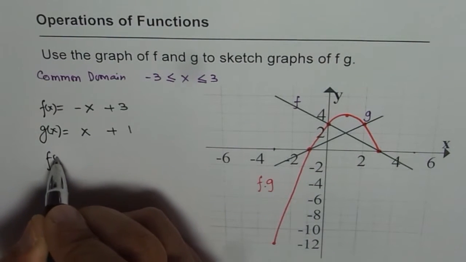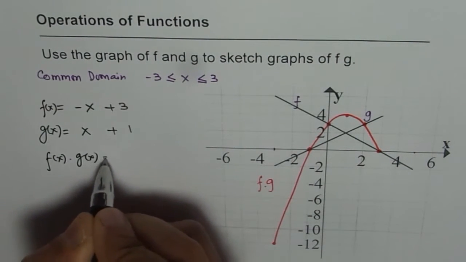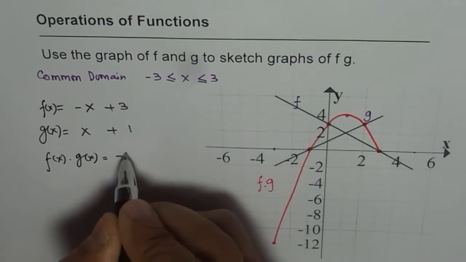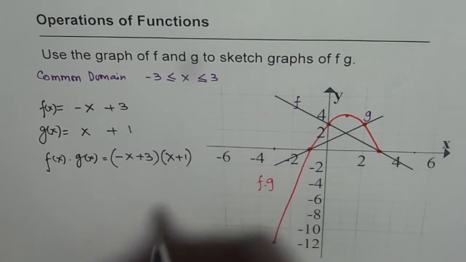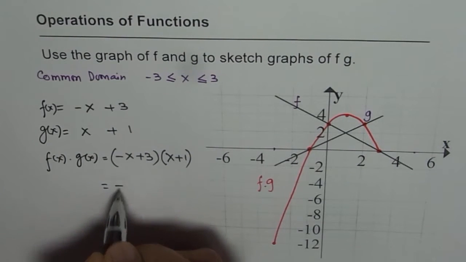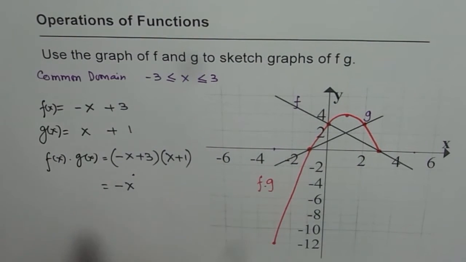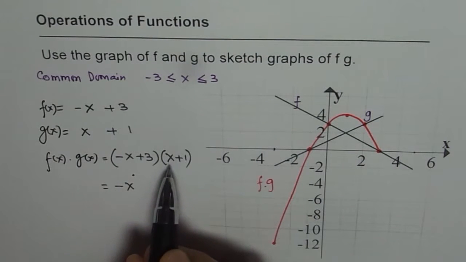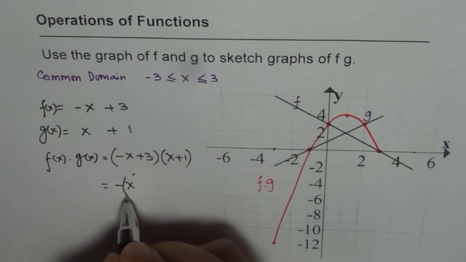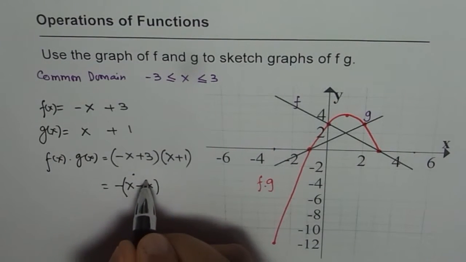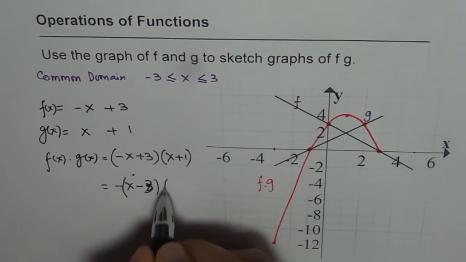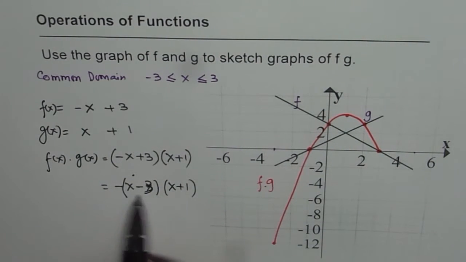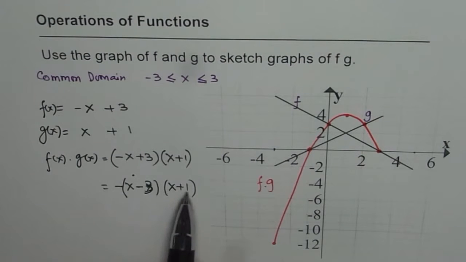So f of x times g of x is actually equal to minus x plus 3 times x plus 1, correct? So this you will get minus x squared. It's good to write in the product form itself. So let me take minus common, right? Minus times x minus 3 times x plus 1. So that gives us a parabola with 2 zeros. The zeros are at 3 and -1.